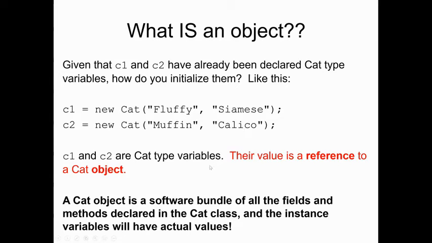c1 and c2 are Cat type variables. Their value is a reference to a Cat object. A Cat object is a software bundle of all the fields and methods declared in the Cat class, and the instance variables have actual values. So this cat's Fluffy, this cat's Muffin. Each cat has a name, but its names are different.